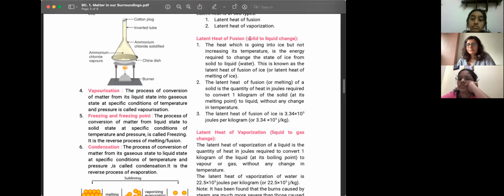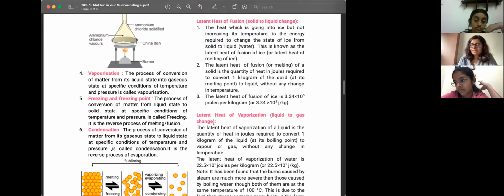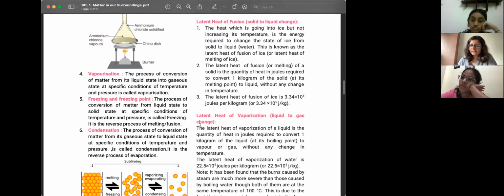So basically fusion matlab solid to liquid change. So this is the amount of heat energy which is going into ice, but not increasing its temperature. So it is basically the energy required to change the state of ice from solid to liquid. So this particular quantity of heat energy is called latent heat of fusion. And latent heat of vaporization is the exact same thing, but for vaporization ke liye. So it is the quantity of heat in joules required to convert liquid at its boiling point into vapor or gas.